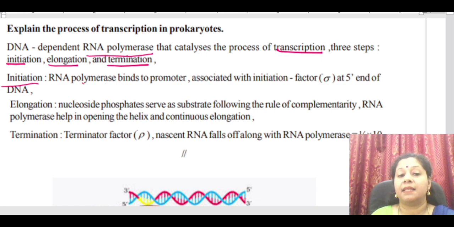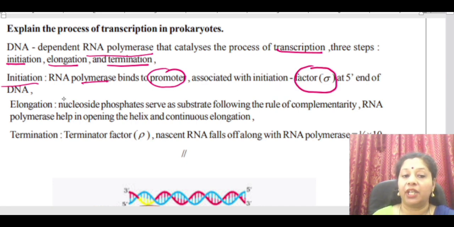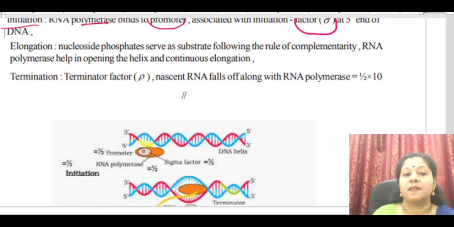RNA polymerase is the enzyme which will bind to the promoter region. Where is the promoter region located? 5' of the coding strand, associated with the initiation factor sigma factor at the 5' end of the DNA. The second process is elongation.